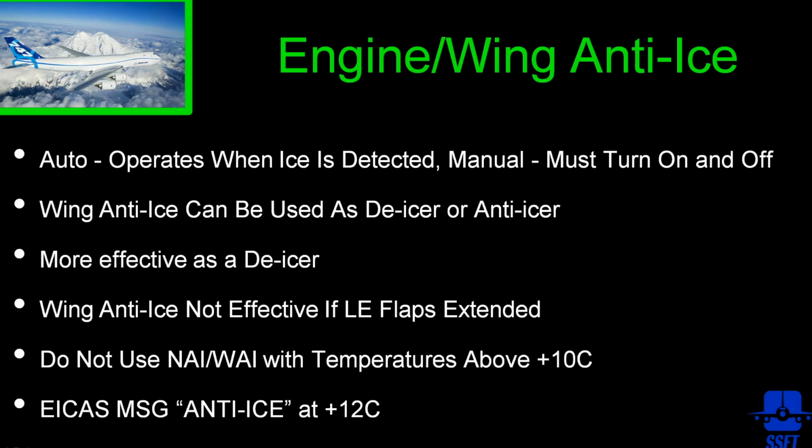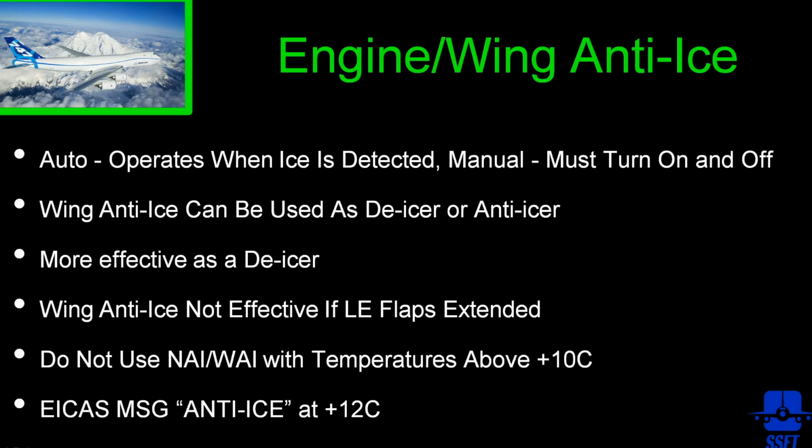We don't want to use nacelle anti-ice or wing anti-ice with temperatures above 10 Celsius. That's because, again, structurally it could start to do some damage if it's warm and you're trying to use anti-ice. And so, again, if you have the manual switches, you'd be turning them off. If you're climbing and maybe there's an inversion and the temperature gets above 10 Celsius, then we want to turn it off.